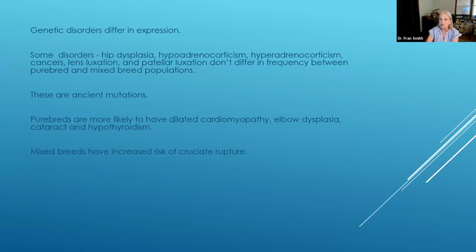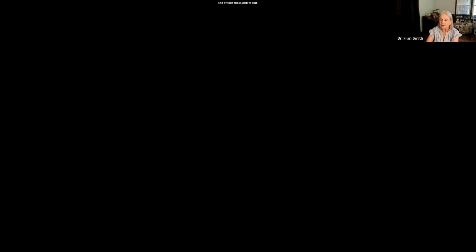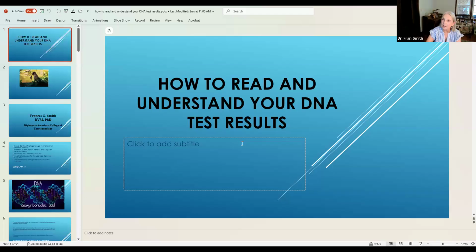So what you need to know about all of these tests is there's a difference between hereditary and congenital. Hereditary, the disease is caused purely by genes that we can identify. Congenital means a disease entity was present at birth. It may or may not be a heritable condition.